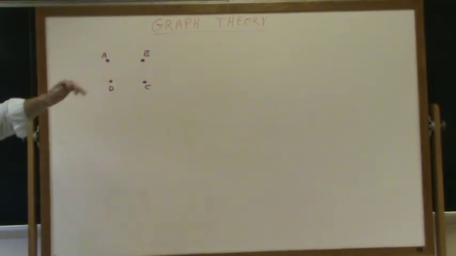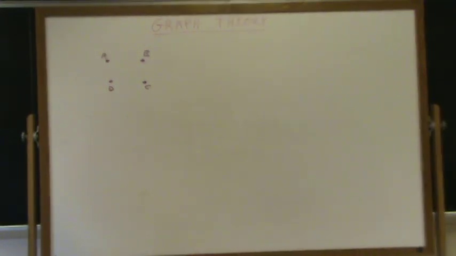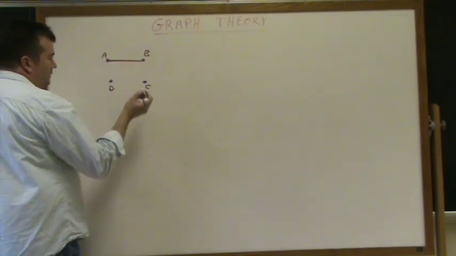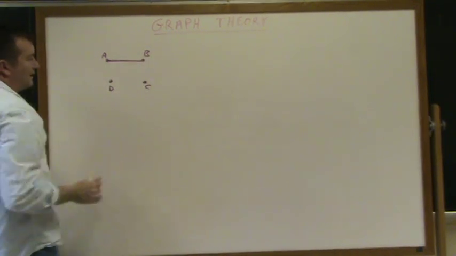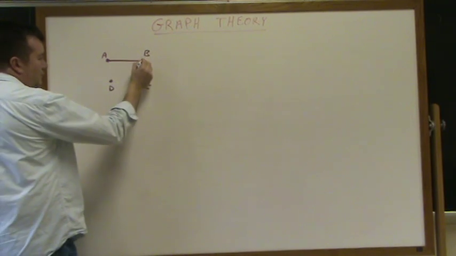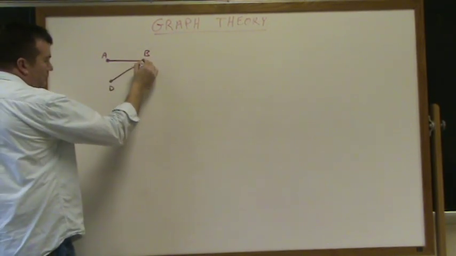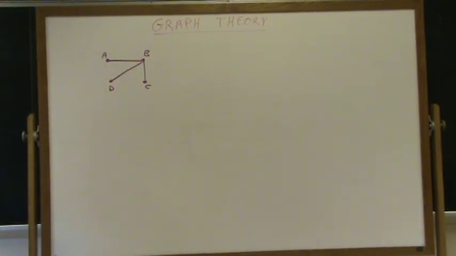So these points are vertices, and some of them may be connected to each other, and some may not. If they are connected, we'll draw an edge between the two to say point A and point B are connected to each other, and point B and point C are connected to each other, and then maybe point B and D are connected to each other.